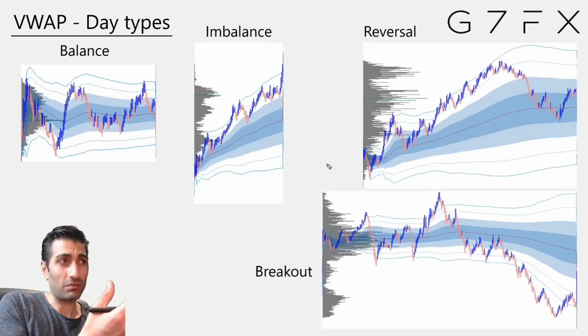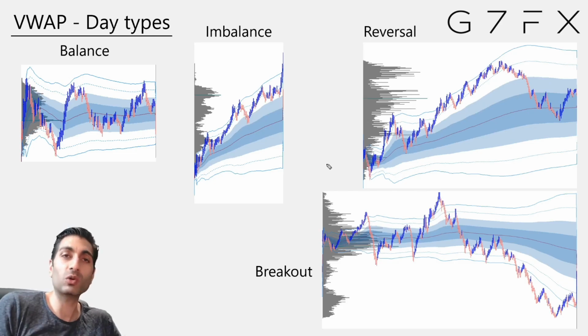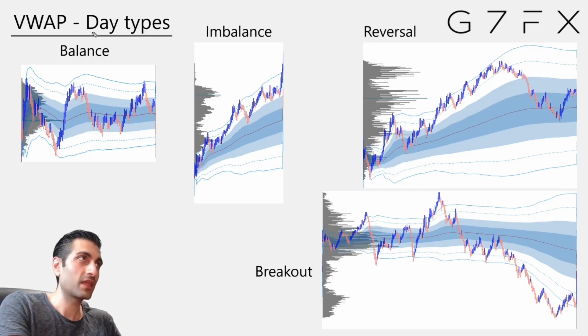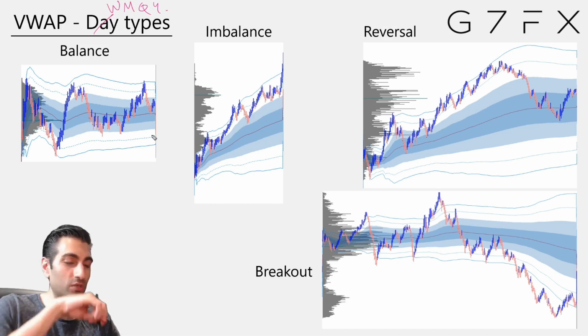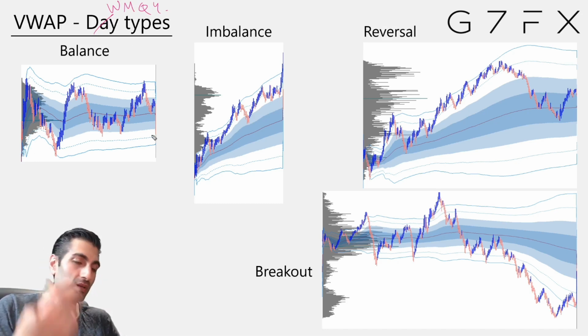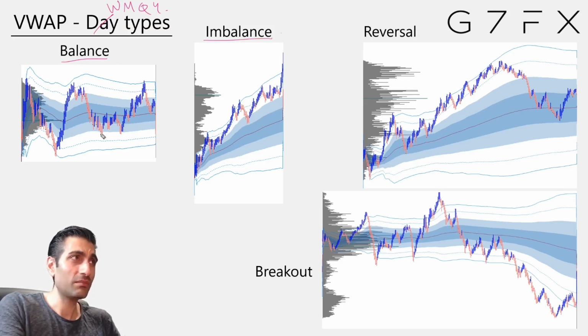Okay, just because I've told you it's a day type, remember, this could be a week, month, quarter, year type. You'll see when we look at weekly, monthly, quarterly, yearly VWAP, it's exactly the same. We're going to have balance, we're going to have imbalance. We've already covered balance and imbalance, and they are very different.